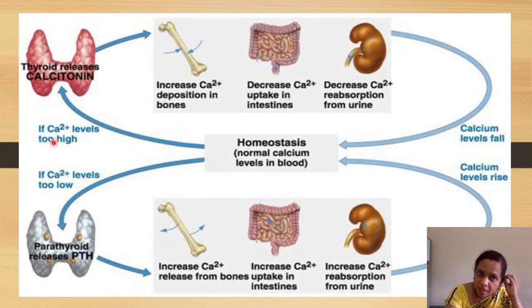Now, when the levels have become too high, the calcitonin gets activated. It is released by the thyroid gland. It causes the mineralization of the bone. It will help in the deposition of the bone. It will decrease the uptake of calcium by inhibiting the activation of vitamin D. It will decrease the reabsorption of calcium. In that way, the calcium levels fall and it will come to homeostasis. This is how the parathyroid hormone and the calcitonin maintain a balance, so that calcium homeostasis is maintained.